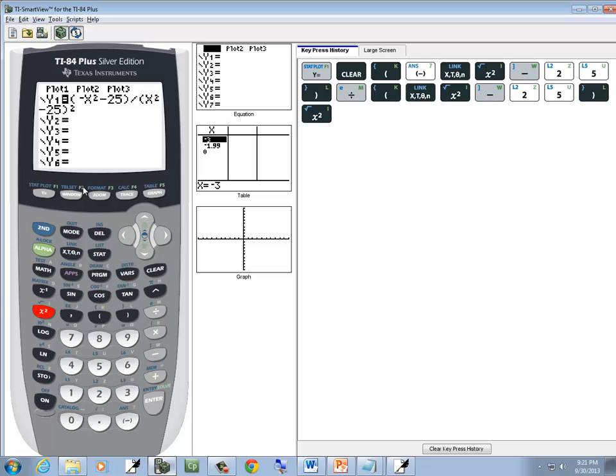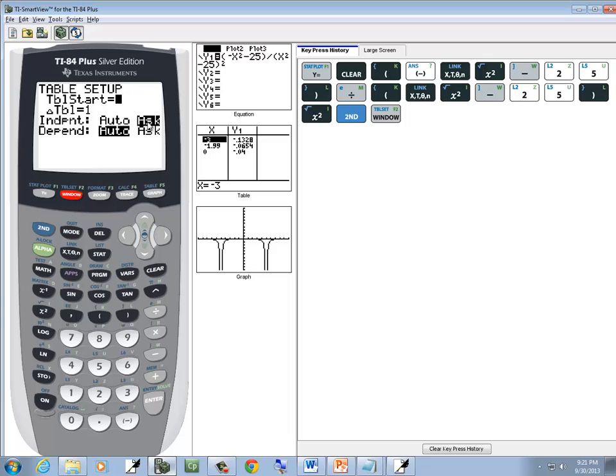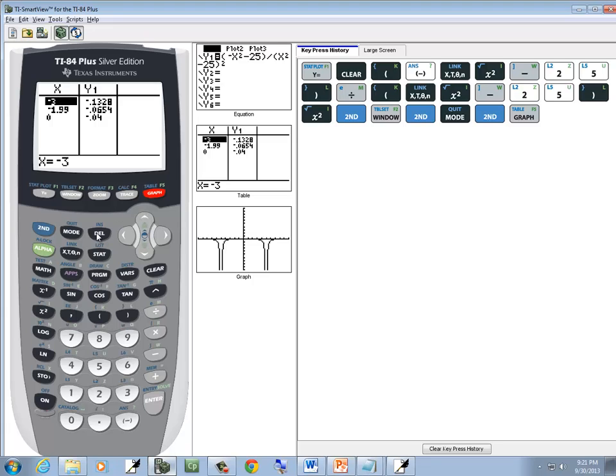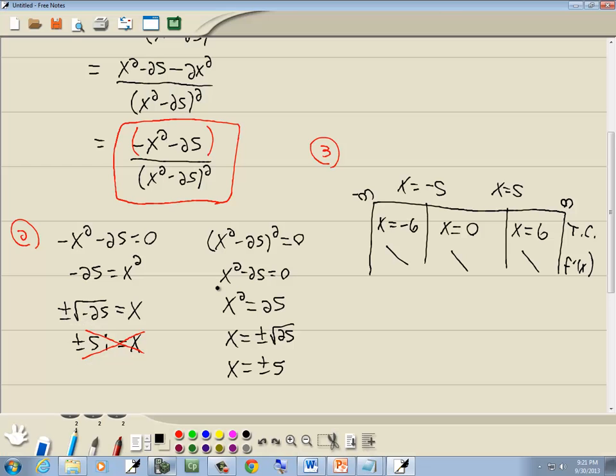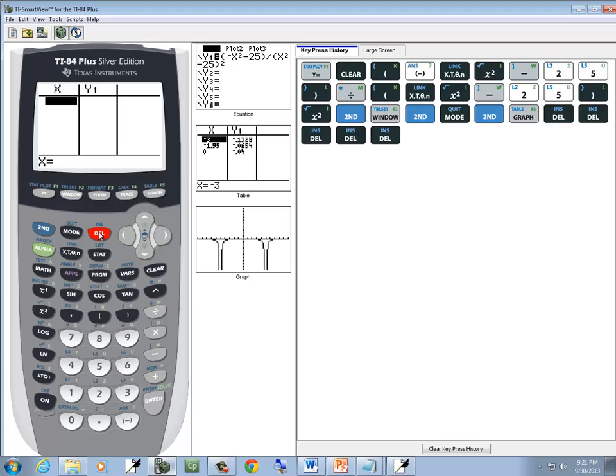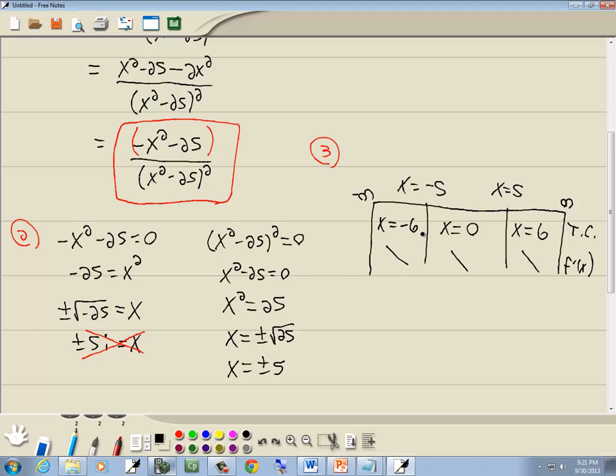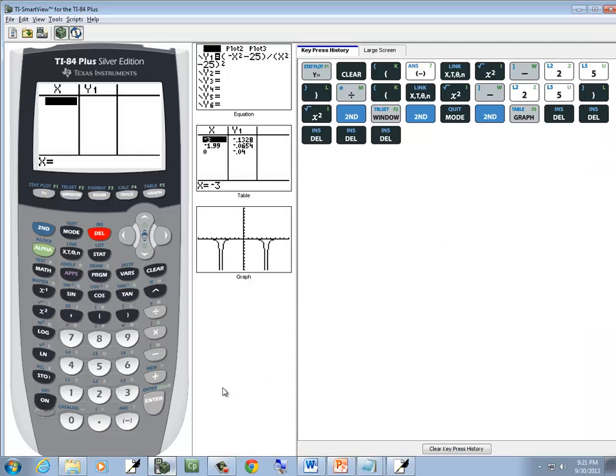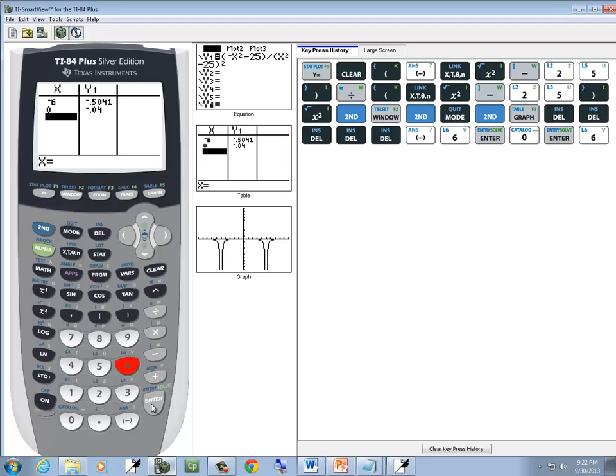Now you want to do your table setup, so you do second window, go into table setup, and you want independent to say ask. If it doesn't already say ask, down arrow to that line, right arrow, put your flashing cursor on ask and press enter one time. And then exit out by doing second mode. Now we're going to table, so do second graph. I'll press delete to clear out those old ones. Delete over and over. And I'll put in negative 6, 0, and 6, our test cases. So negative 6, enter, 0, enter, and 6, enter.